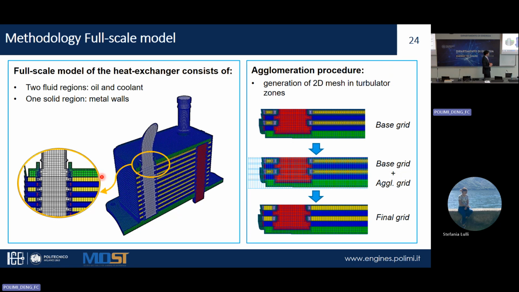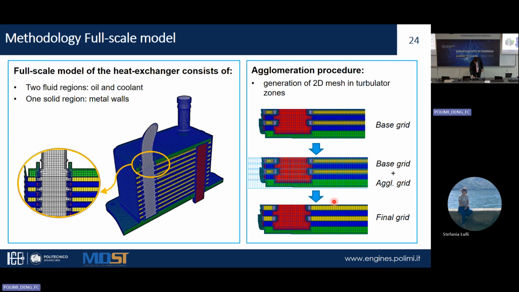For the dimple plate and for the turbulator region, we have the base grid, and then we have an agglomeration grid. So it's a background grid that is superimposed that tells how to agglomerate the small cells that we have in the region of the turbulators.